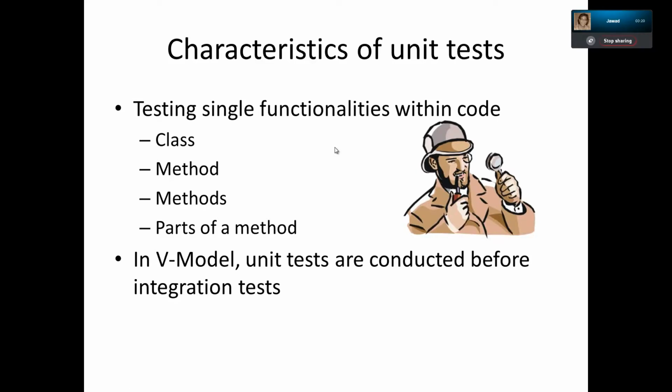We are always testing single functionalities within code. It can be a class, a method, or methods, or even parts of a method. Because methods, in many cases, have different paths that you have a certain condition or certain states that you might run into different code parts, and in that case, you usually have a unit case for each of these.